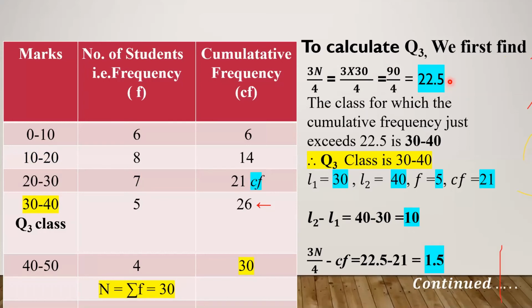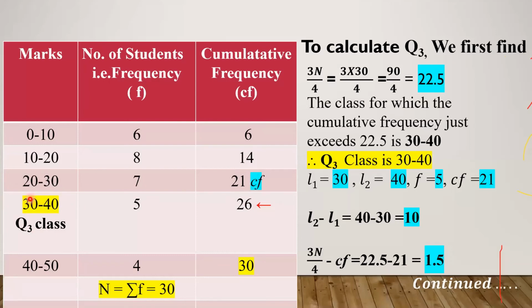Now what you have to do? Look at the cumulative frequency column where you get the figure which is just bigger than 22.5. There you have to stop. Start reading from the top. The first one is 6. It is less than this, so go ahead. The next one is 10, still less than 22.5. Again go ahead. It is 21, still less than 22.5. It is 26. Yes, it is bigger than 22.5. Put an arrow here and see which class it is for. It is for 30 to 40. So your Q3 class is 30 to 40.